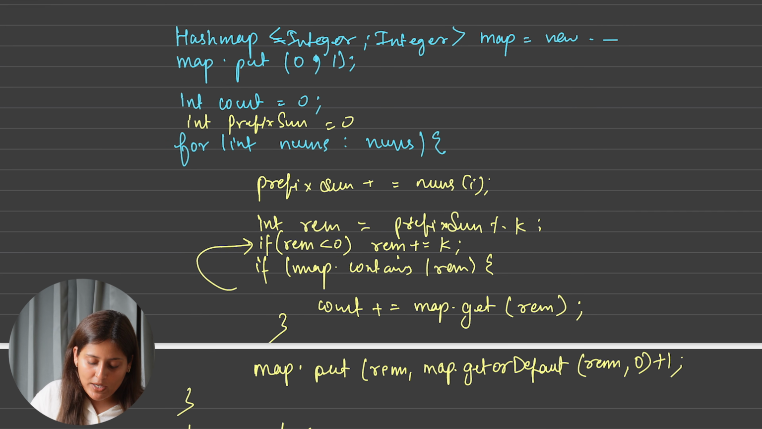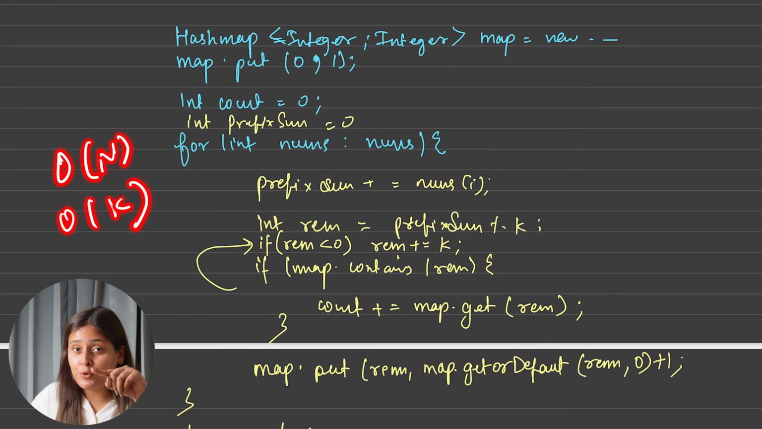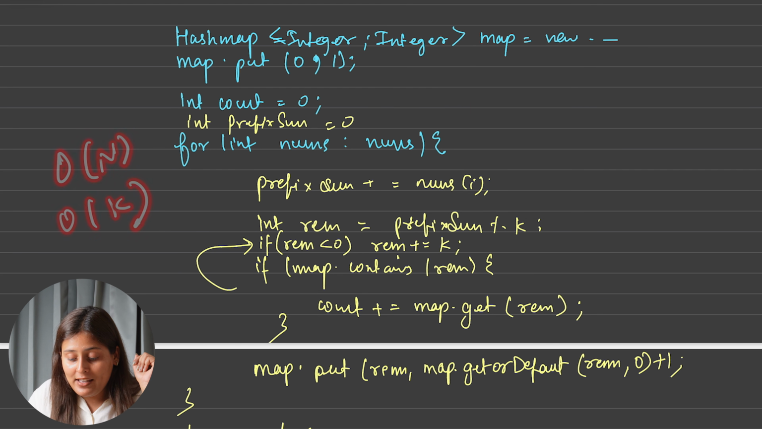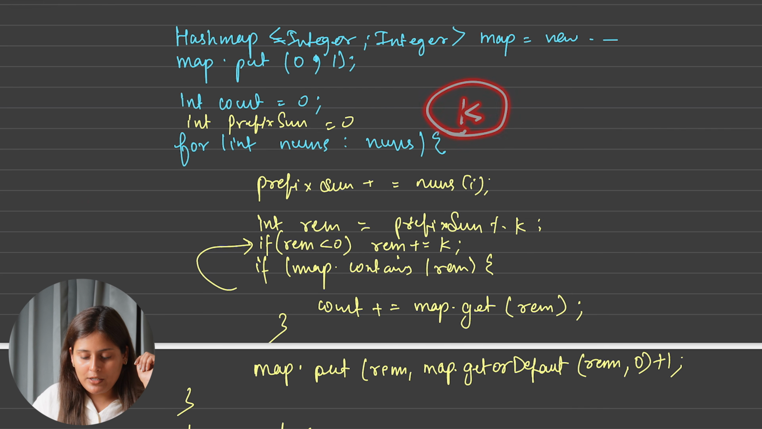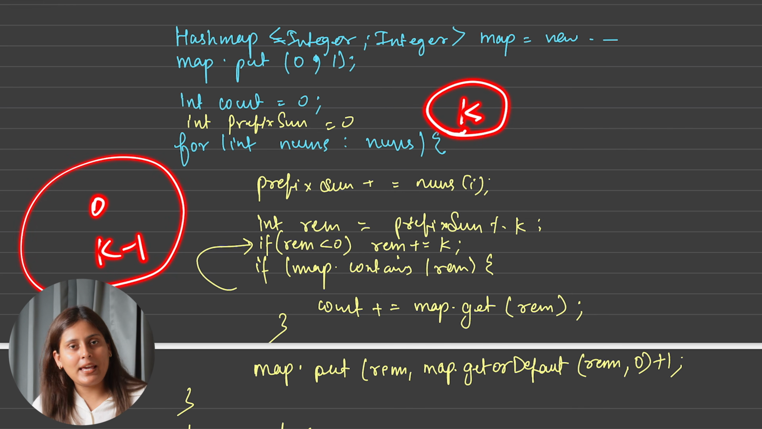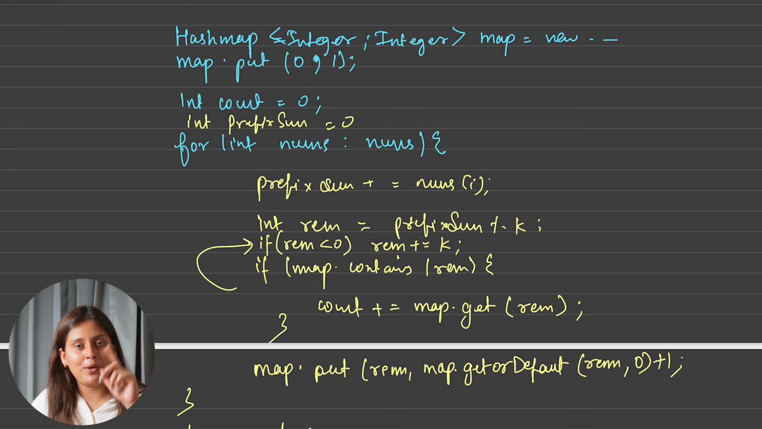Space will be, tell me, O of n or O of k? Are you putting every number or every remainder? So for every k, how many numbers will be there, right? Remainders will be there from 0 to k minus 1, and that is nothing but k. So hence the space complexity will be O of k and time complexity will be O of n.